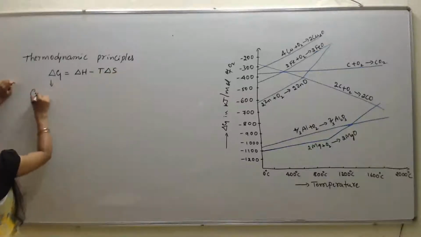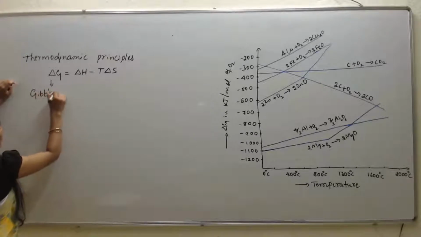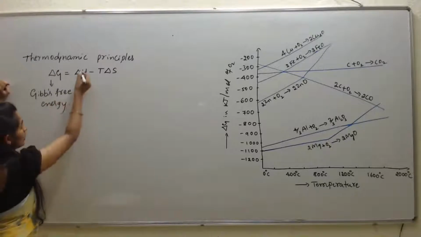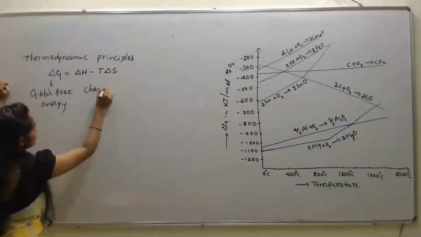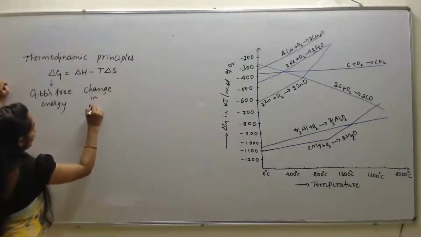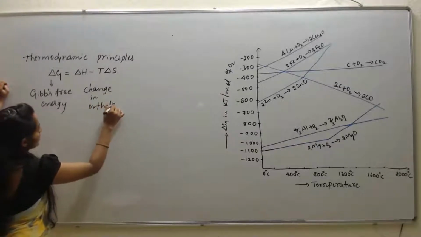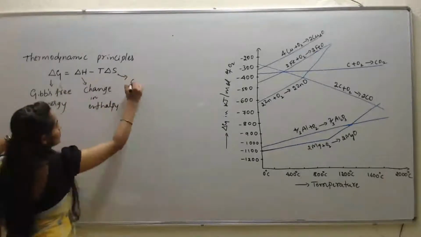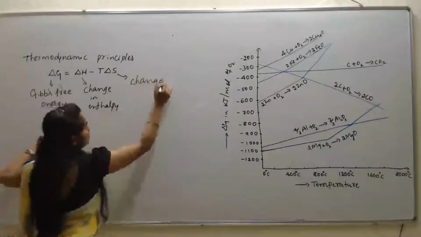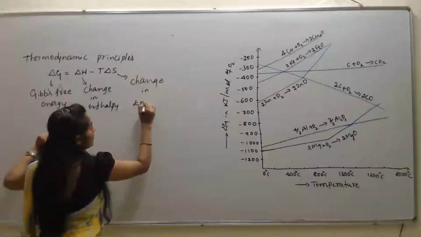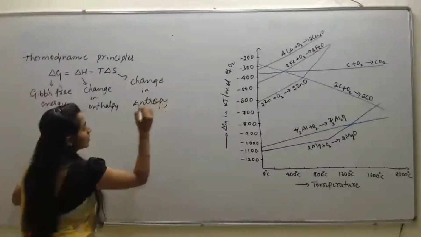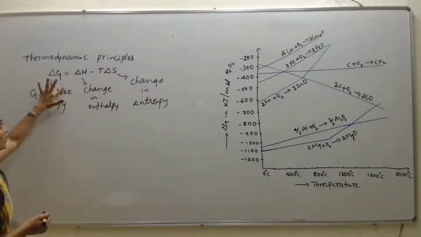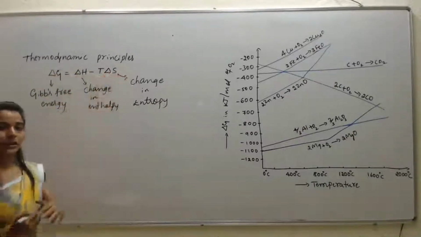This gives the free energy. Delta H means change in enthalpy, that is heat. Delta S means change in entropy, and T means temperature. So this is the equation: delta G is equal to delta H minus T into delta S.